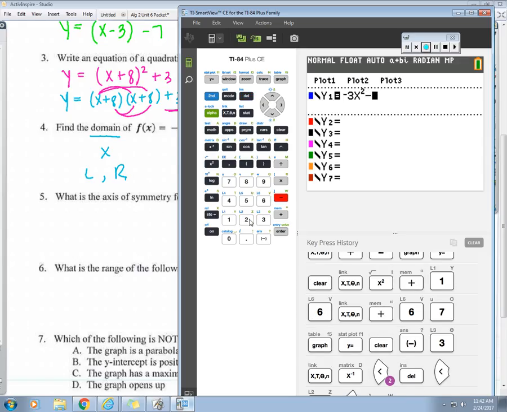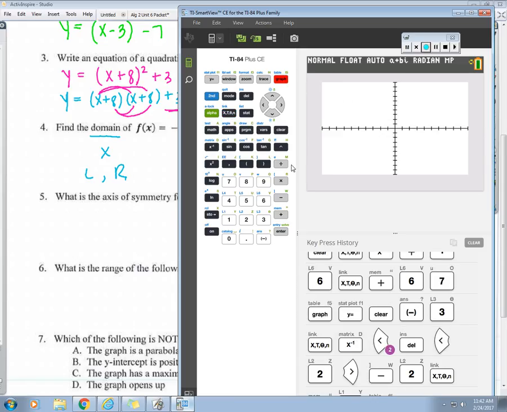minus 2x plus 1. Okay, so there's the parabola. How far, like if you try to go left on that parabola, how far left can you go? Forever to the left, which yes is negative infinity.